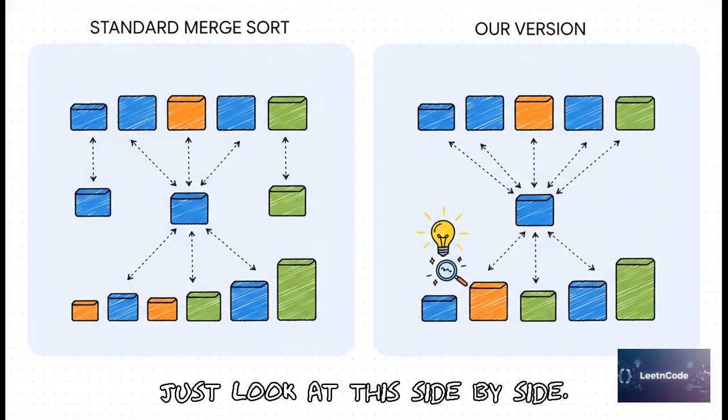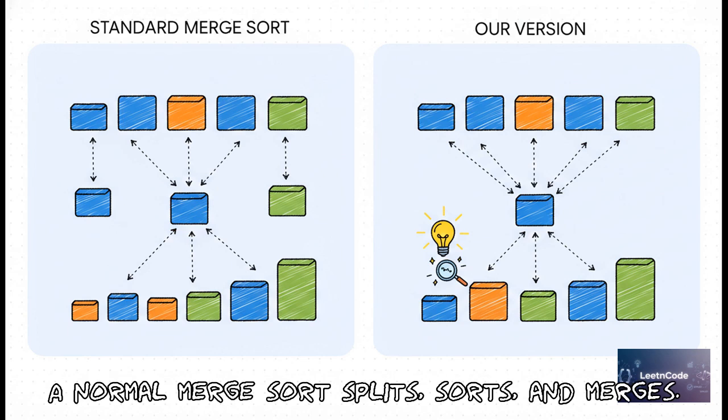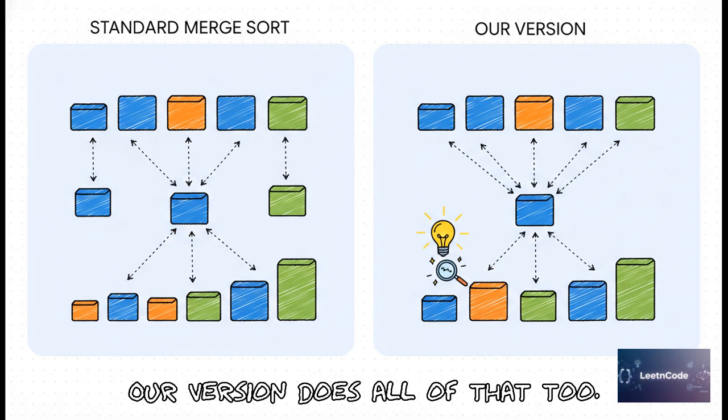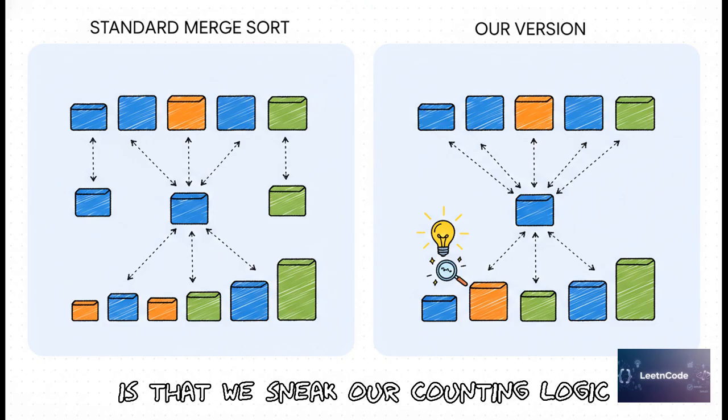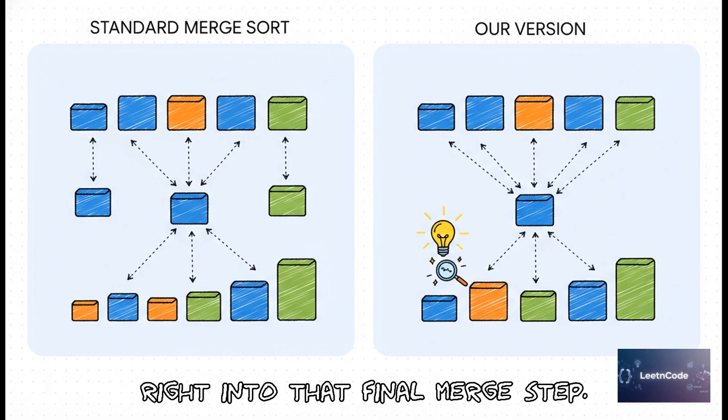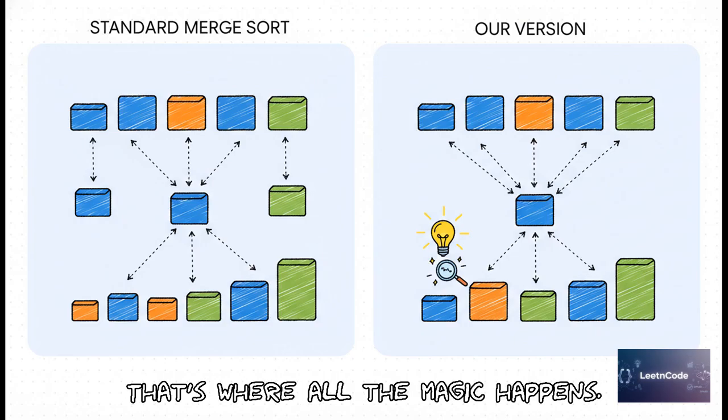Just look at this side by side. A normal merge sort splits, sorts, and merges. Our version does all of that too. But the secret sauce, the whole trick, is that we sneak our counting logic right into that final merge step. That's where all the magic happens.